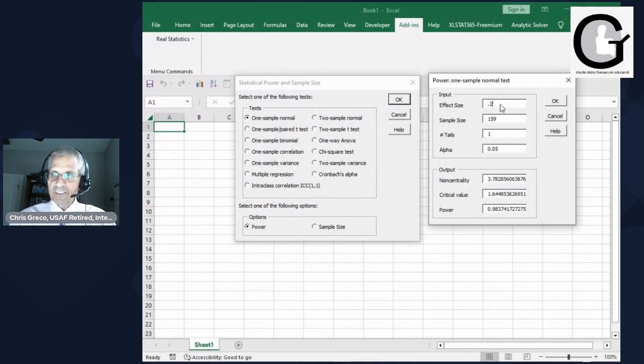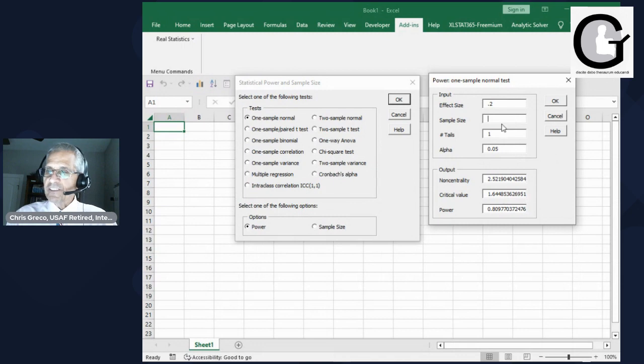Now, if I put this down to a 0.2 effect size, I get up to 0.8. In other words, as I go down, the power goes up. The effect size is different. It's not like correlation, where if I have a 0.80 correlation, well, effect size is different from that. Effect size is Cohen's d. So it's that type of thing.